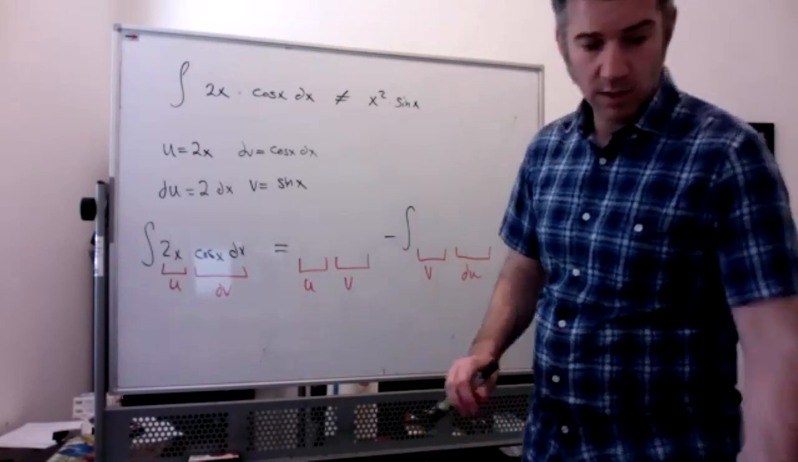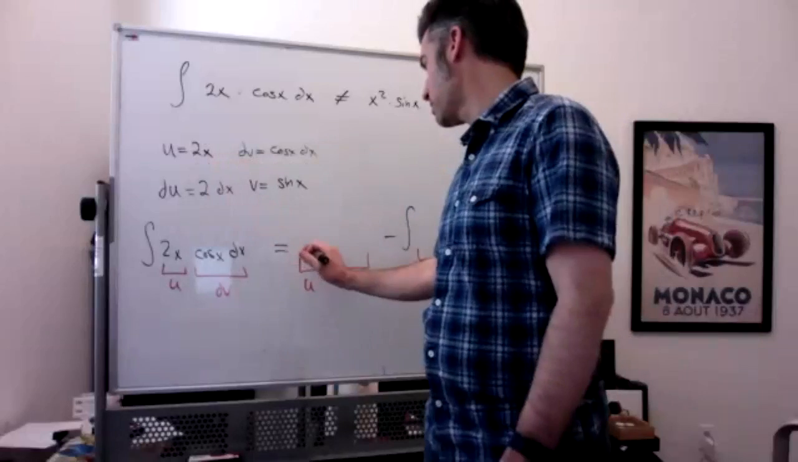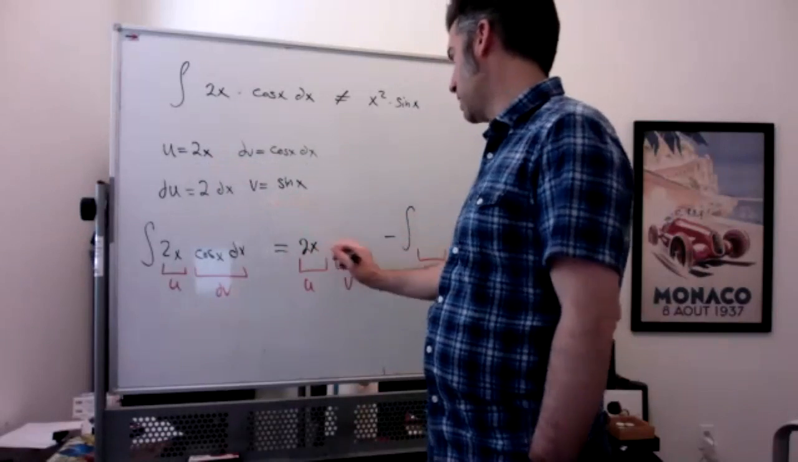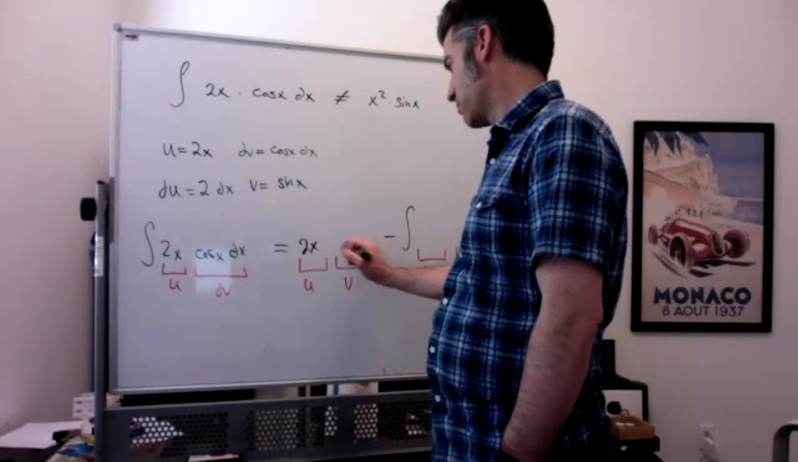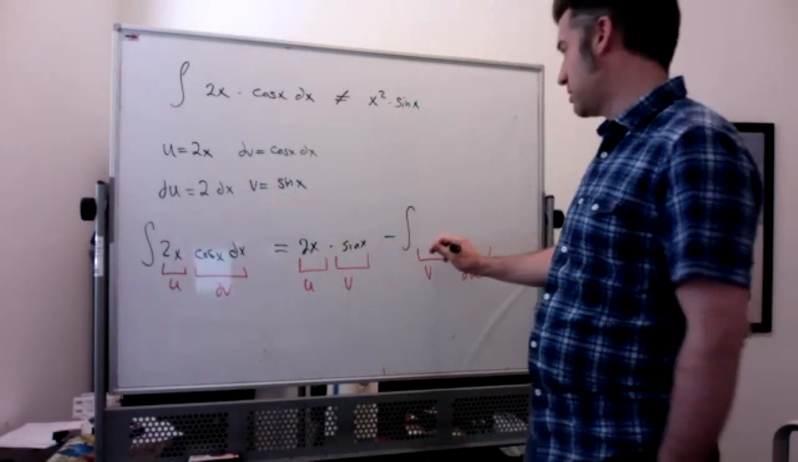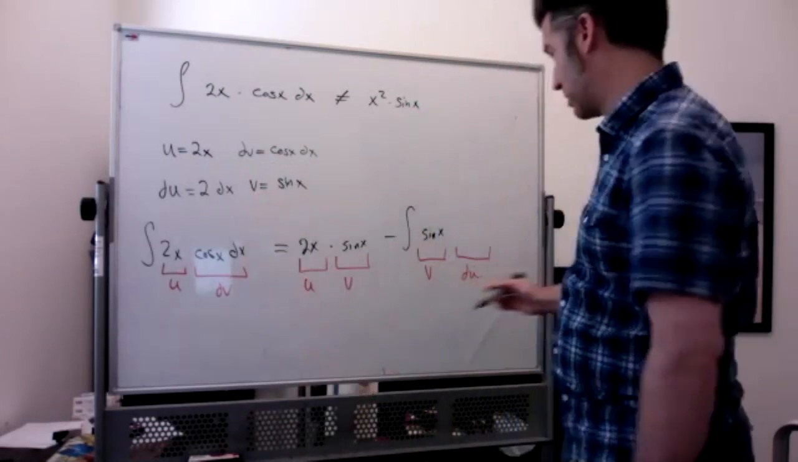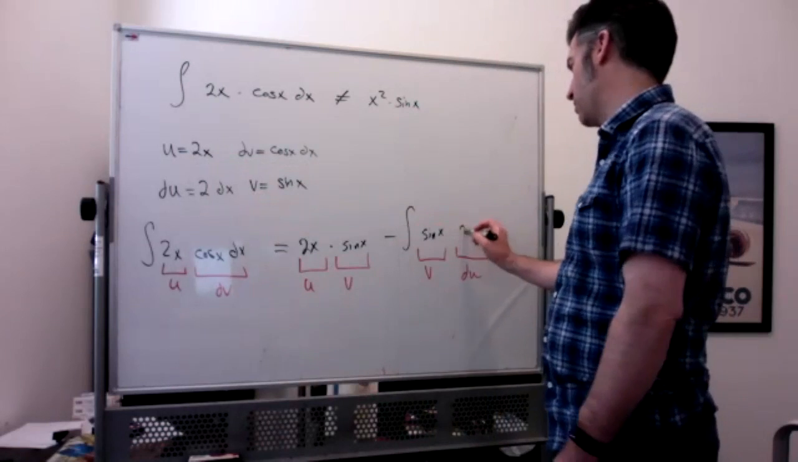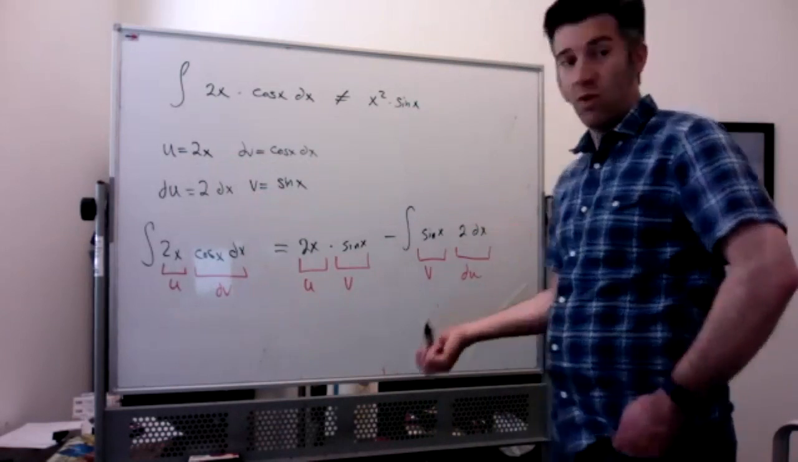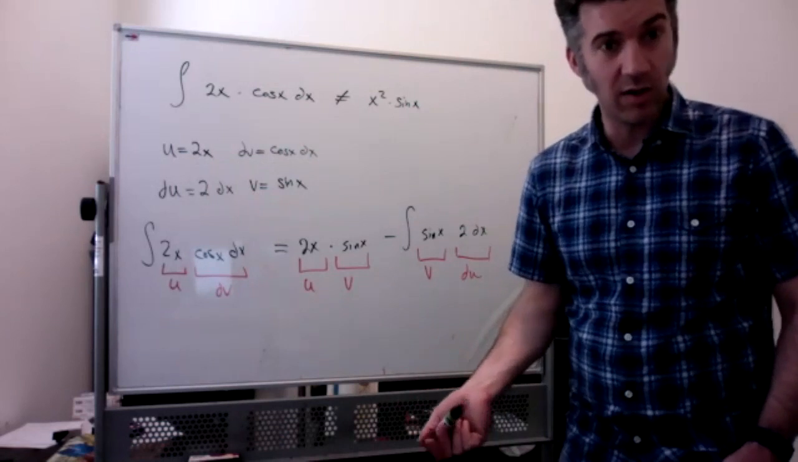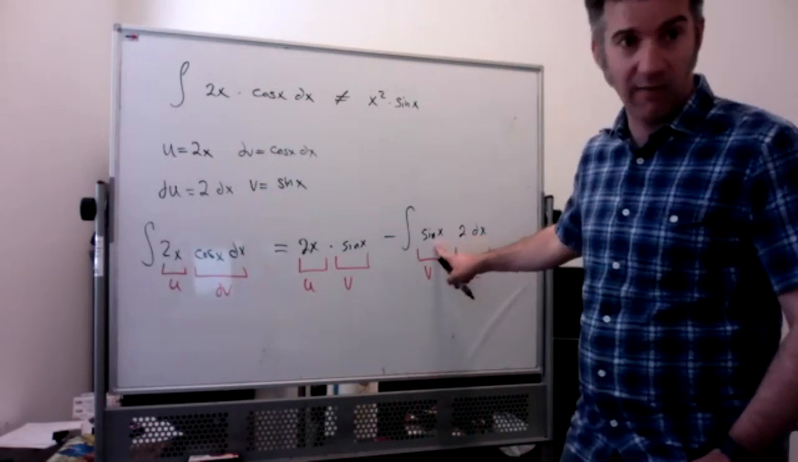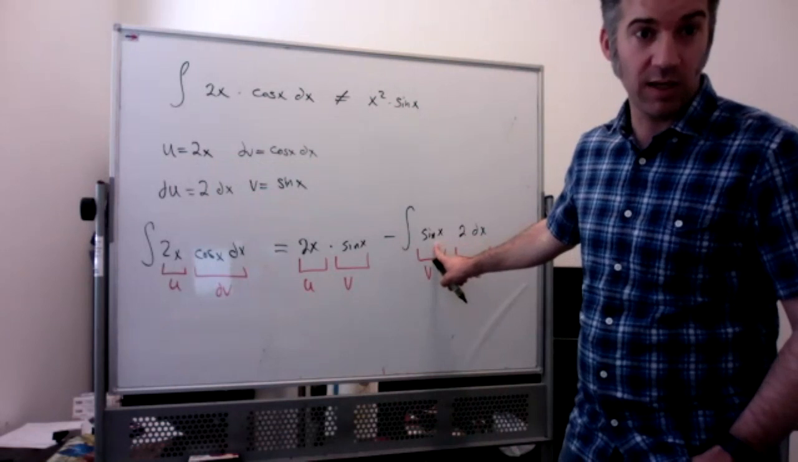Okay, so u is 2x, v is sine of x, and du is 2 dx. I'm going to put the 2 out in front. Well, look, this got easier. We know how to integrate sine of x. It's just negative cosine of x.